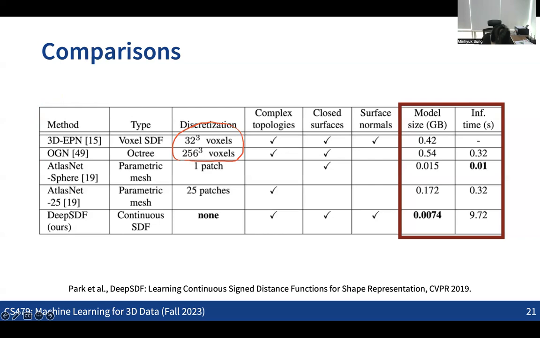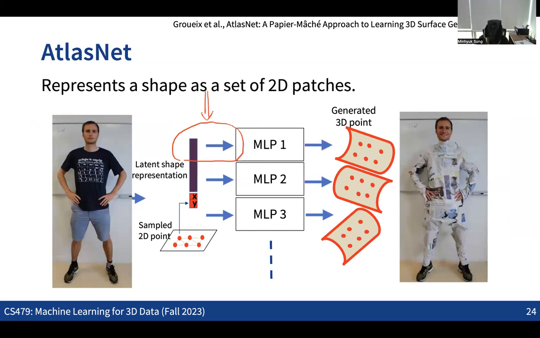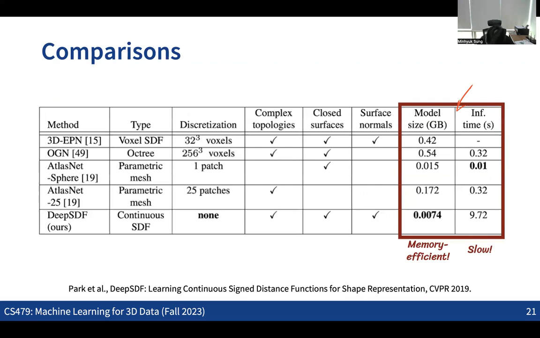And the AtlasNet, let me briefly show the AtlasNet. AtlasNet is also a case where we describe a 3D shape as a set of 2D patches. As you can see in this example, we describe the 3D shape as a stitching of all the 2D patches. That also has limitations in terms of resolution. If you train the network to produce 25 patches, then we cannot increase the number of patches, so there are similar resolution issues.